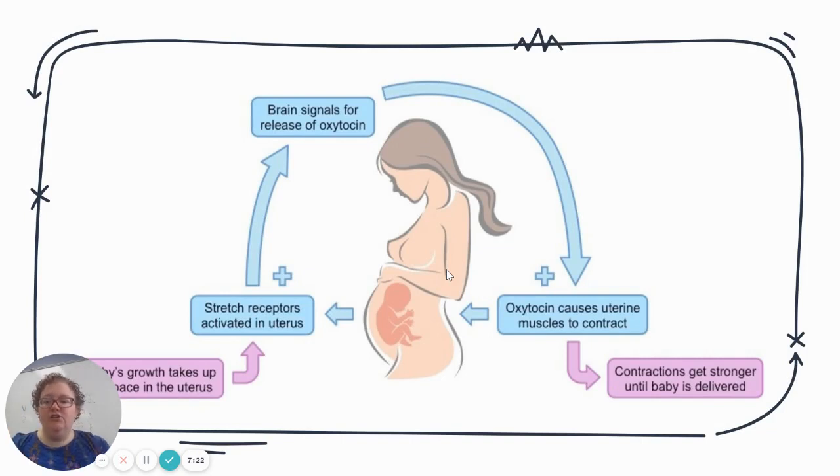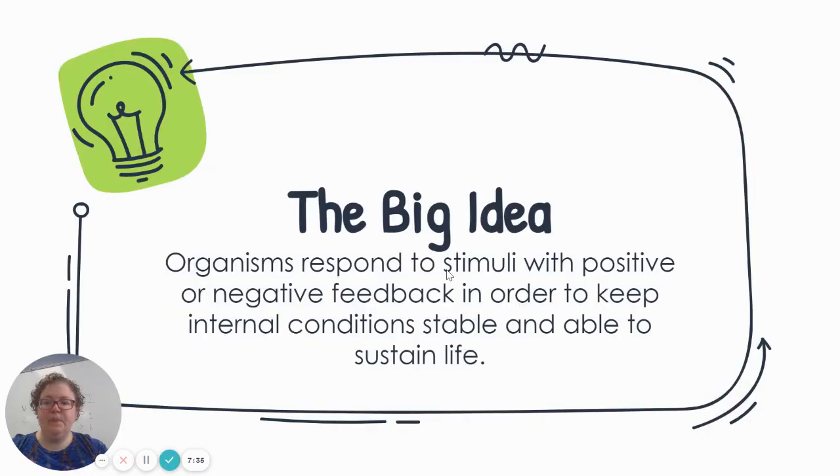So here's a picture just of what happens, like we said, in childbirth. So we have that stretching, which releases hormones. Those hormones cause more stretching and more contractions, over and over until the child is actually born. All right, so the big idea about homeostasis and feedback loops is that organisms respond to stimuli with positive or negative feedback in order to keep internal conditions stable and able to sustain life. Those internal stable conditions, that is what we call homeostasis. So they use positive or negative feedback, depending on the situation, in order to maintain homeostasis internally.